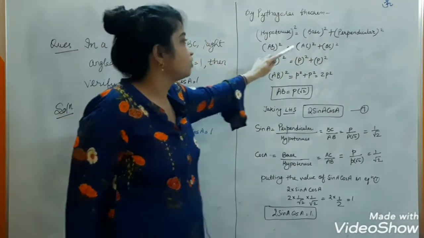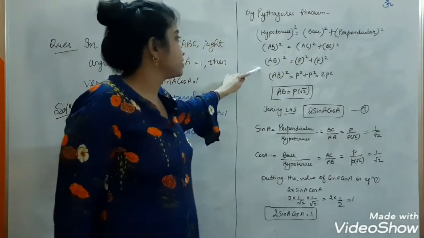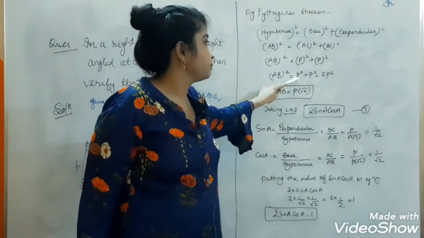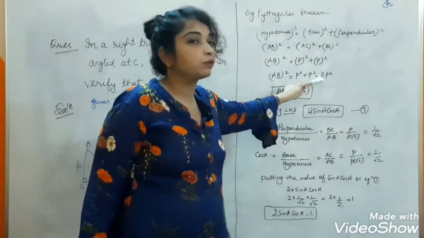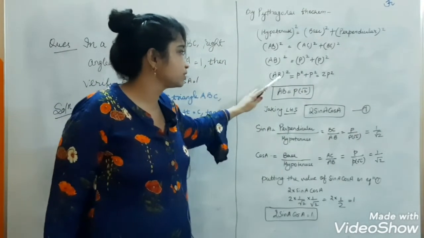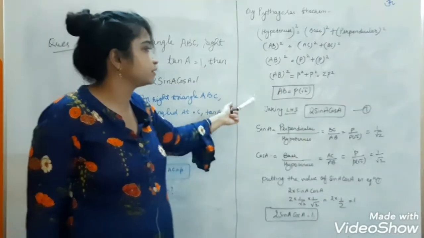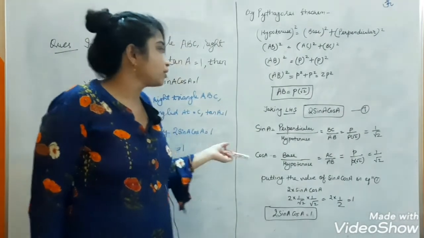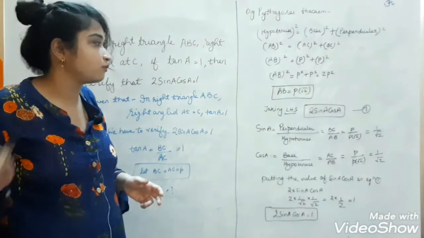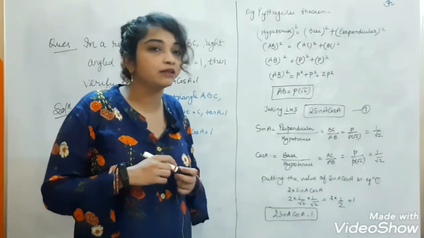Now putting the value of AC and BC, AB square is equal to P square plus P square, which is equal to 2P square. Now taking the under root, then what we will get? We will get AB is equal to P root 2. Now we have to verify that 2 sin A cos A is equal to 1. So first of all we will find out the value of sin A and cos A.